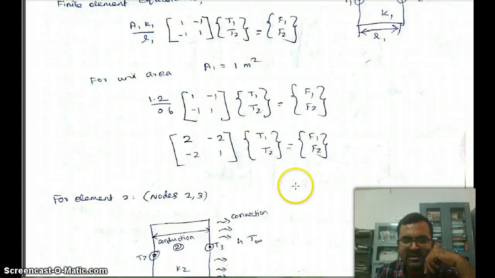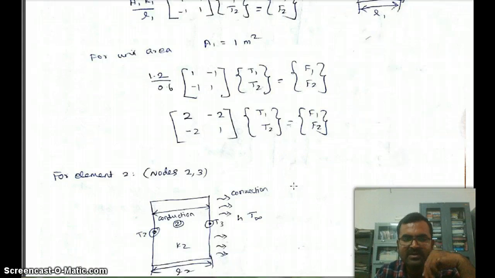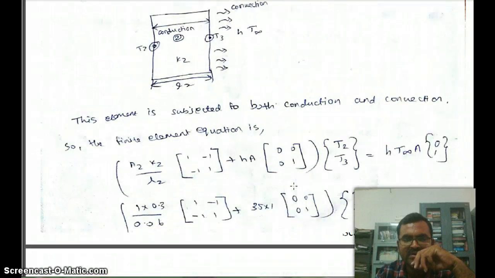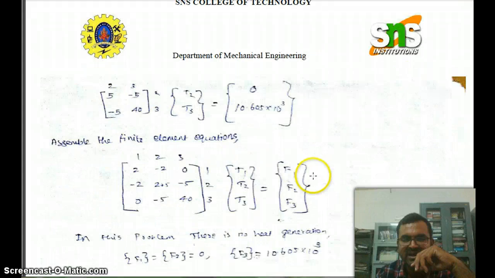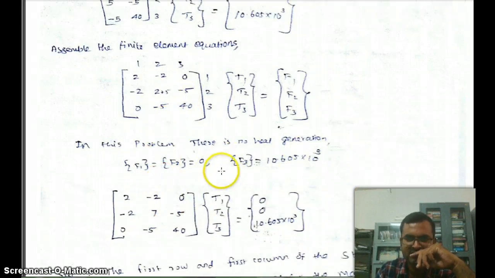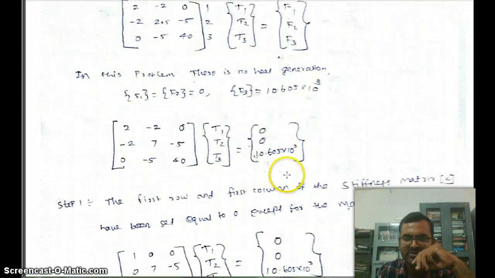After that we have to calculate the finite element equation for element 2. In the first element we have only conduction, and in the second element we have both conduction and convection, so the finite element equations will vary. All this I already discussed in my previous videos. We can combine these two finite element equations to get the assembled finite element equation. Here we apply the forces and other values.